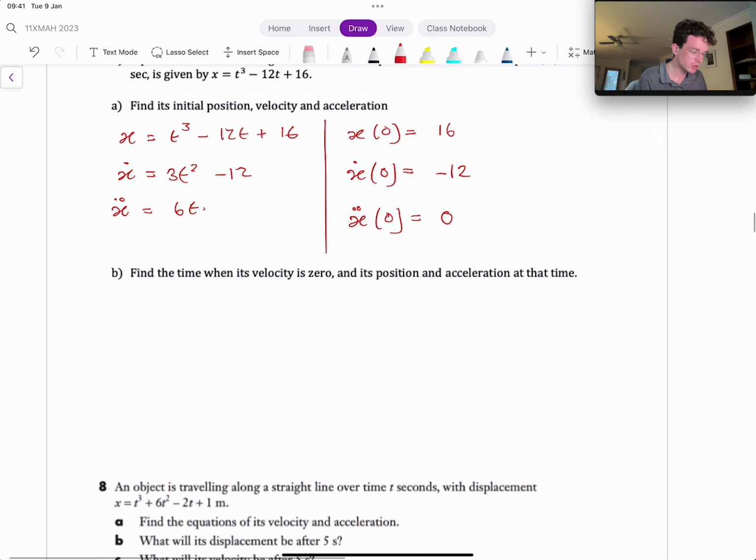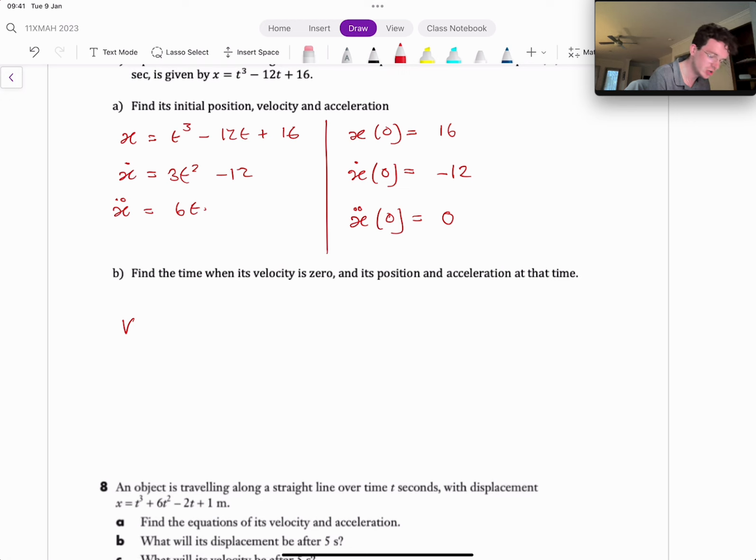Find the time when its velocity is 0 and its position and acceleration at that time. Well, we know its velocity x dot. I'm going to just use v every now and then. We don't usually use v, we use x dot. Or we sometimes use v later on when we express acceleration in Extension 2 as v dv/dt, but at this stage we don't.